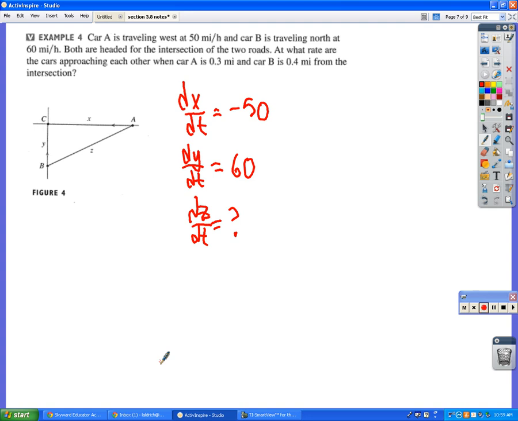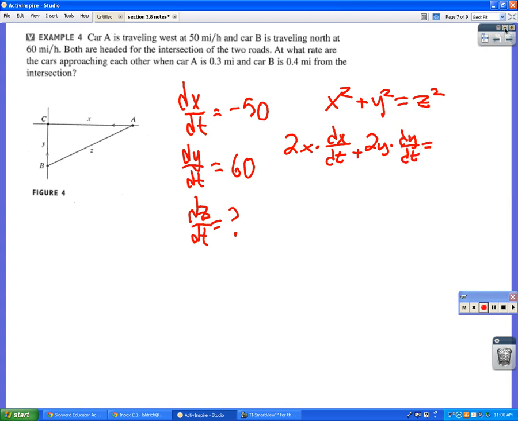So what's the formula that we need? The Pythagorean theorem. This is the triangle. So x squared plus y squared equals z squared. They gave us two of the derivatives, so it's going to be okay. So the derivative of x squared is 2x times dx/dt. We're not plugging anything in yet. Warning! Don't do that yet. The derivative of y squared is 2y dy/dt. And the derivative of z squared is 2z dz/dt.